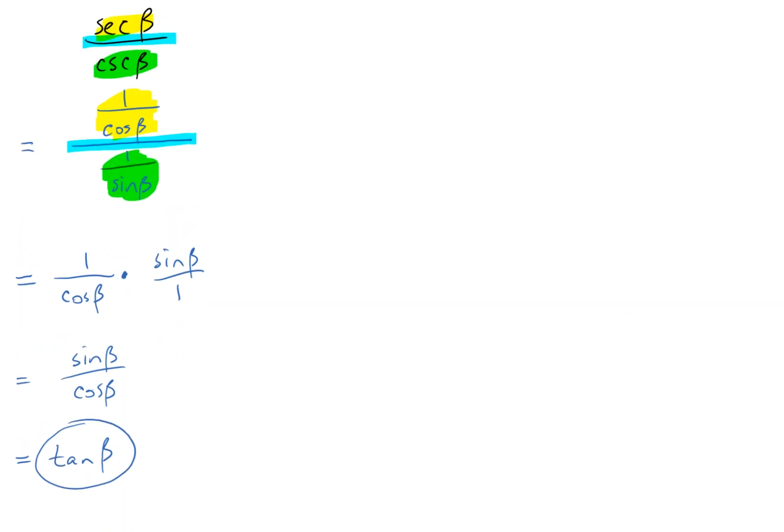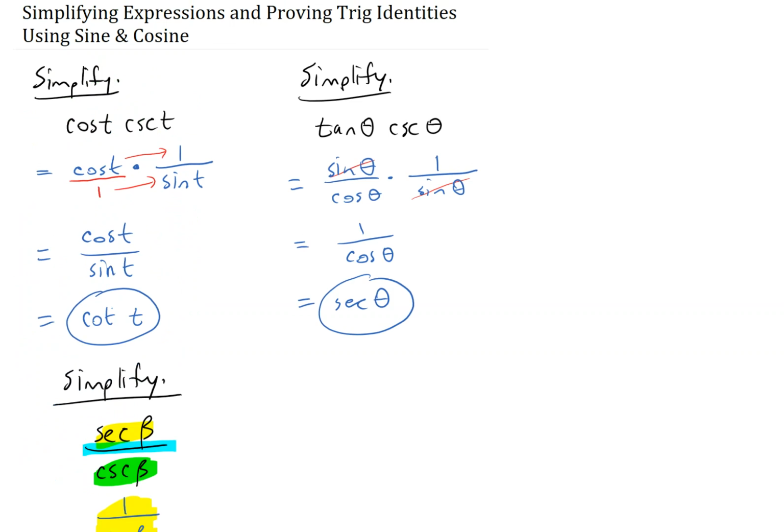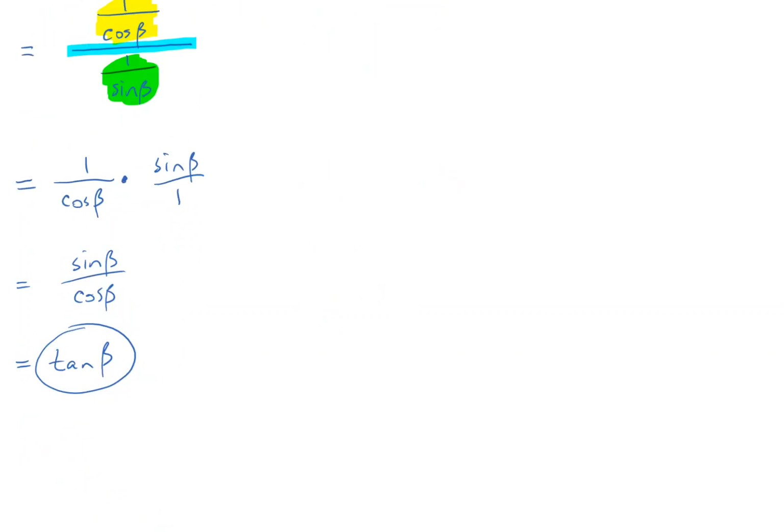Okay? So there are several examples of simplifying trig functions simply by rewriting them in terms of sine and cosine, and then doing some basic algebra with fractions. All right, let's try our first hand at a proof.